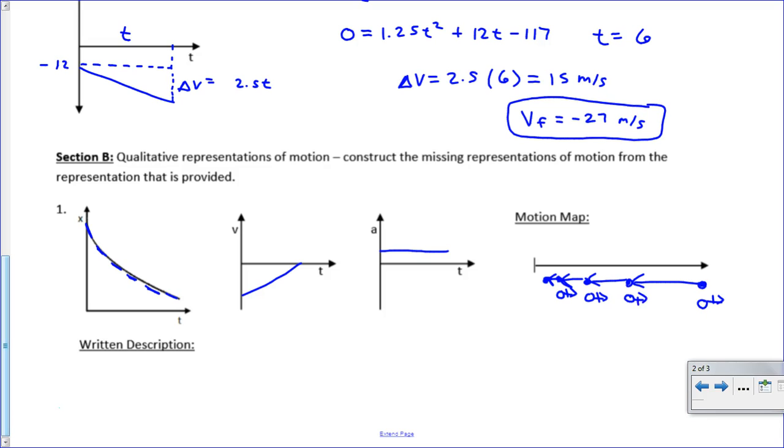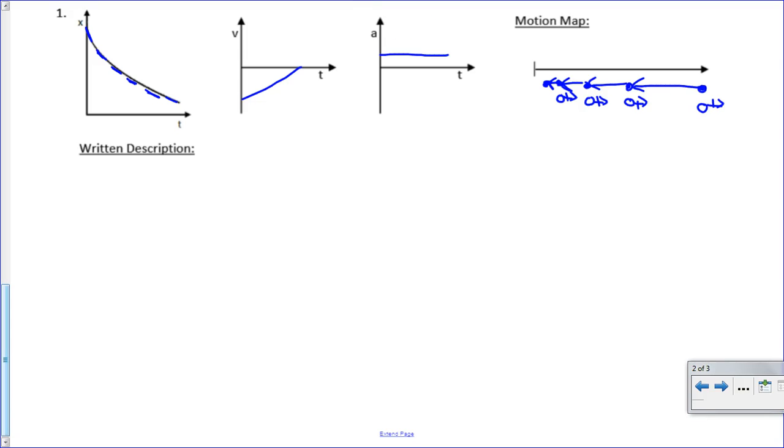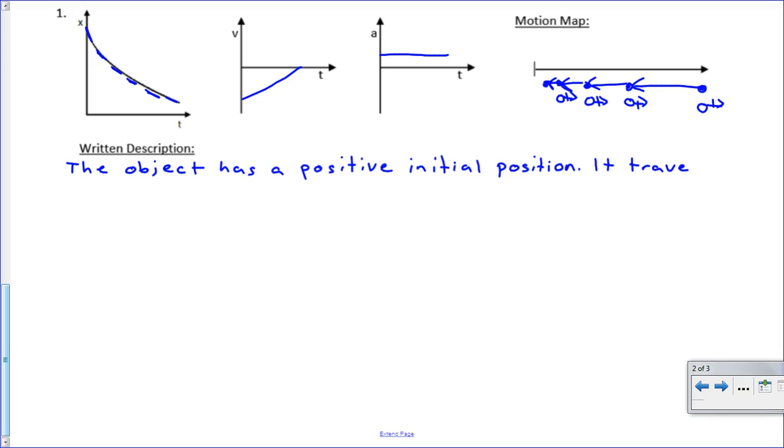All right, and we put little tick marks on the acceleration to show that they're all equal. And so for the written description of motion, what I'm going to say here is the object has a positive initial position, all right, and then it travels in the negative direction and slows down. All right, so that's what's going on there for that one.